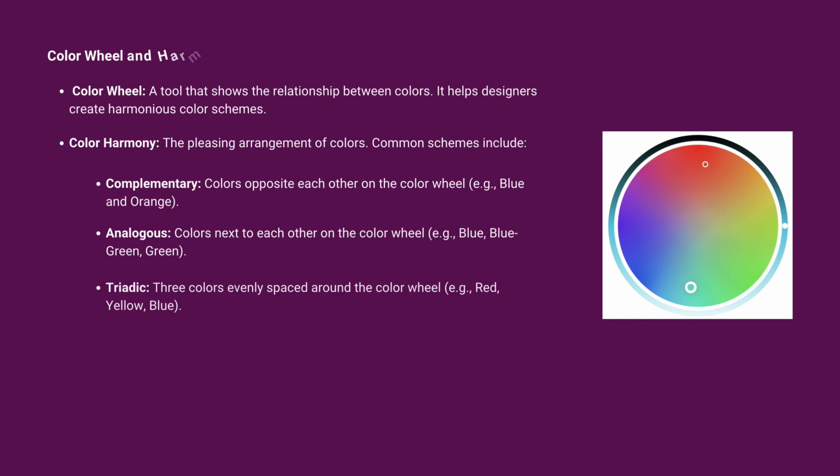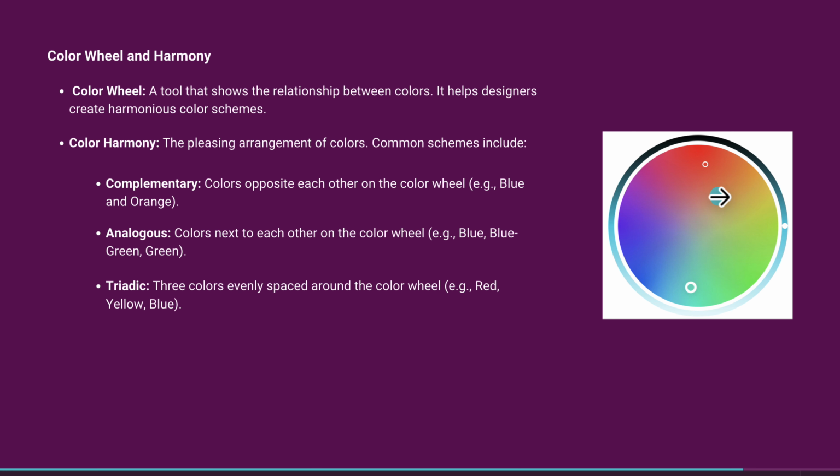Now, let's look at the color wheel and also color harmony. Color wheel is a tool that shows relationship between colors. It helps designers to create harmonious color schemes. The next concept here is color harmony. Colors that look good together are referred to as color harmony. We have some color schemes which include complementary. These colors are sitting opposite each other on the color wheel.